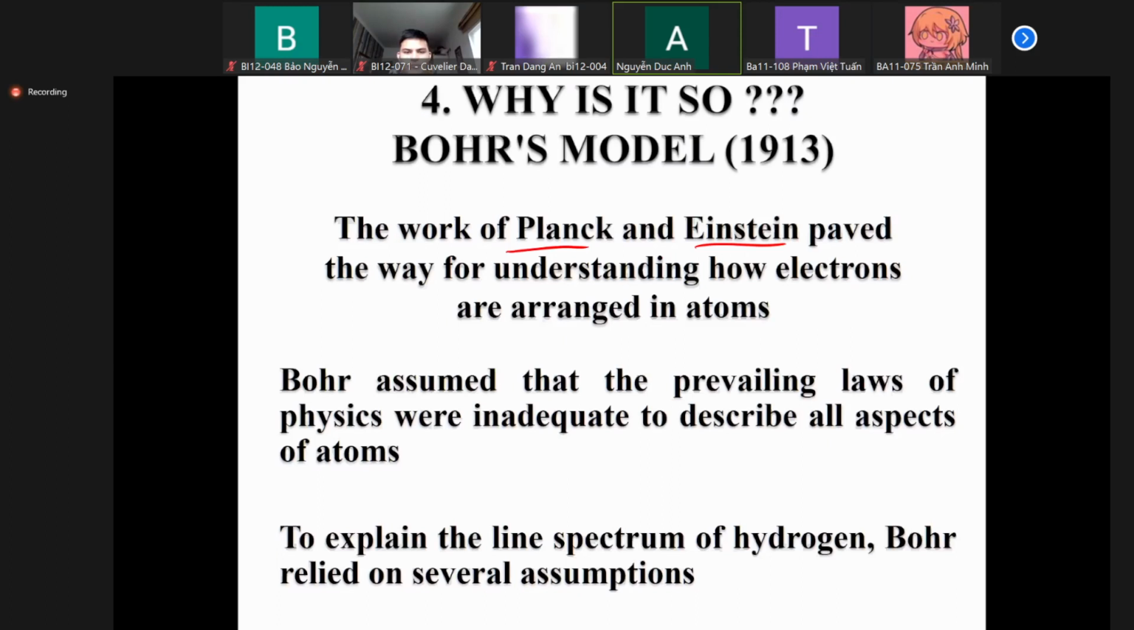So in the case of Planck, he concludes that an atom can accept, gain or release only certain amounts of energy, and the smallest amount in that case is named the quantum. The atom can only accept or release 1 quantum, 2 quantum, 3 quantum, 4 quantum, something like that.